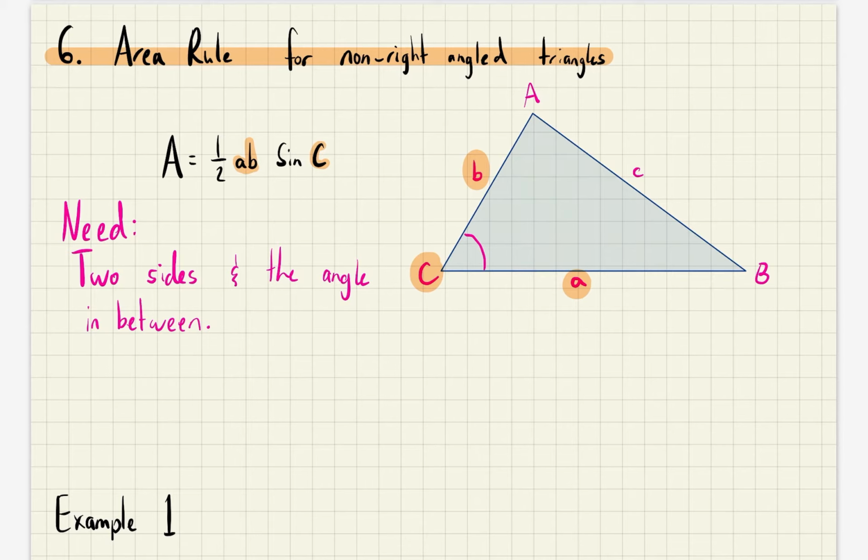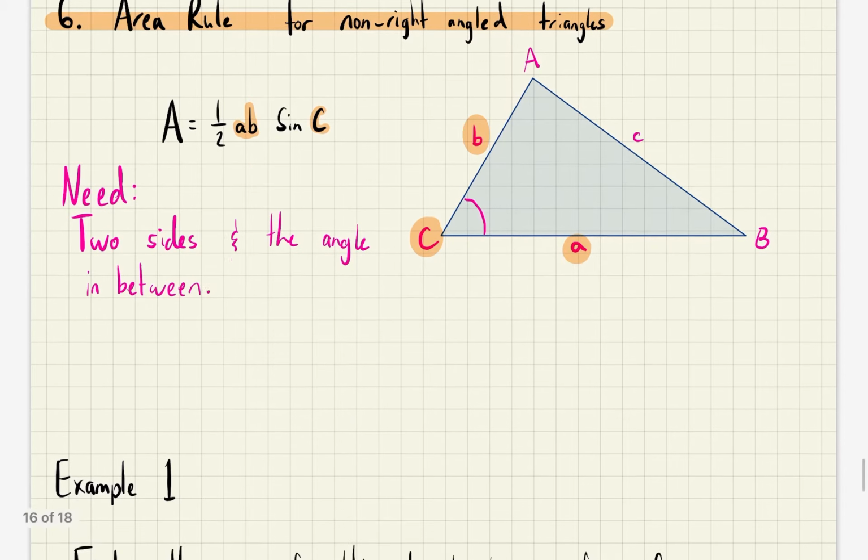In the formula, we have the side A, the side B, and the angle C. As long as we have A, B, and C, it will always work. So in this case, if I had this side B, C, and the angle A, I've got A, B, C, so that will work. If we had this side A, angle B, and side C, it would also work. Now let's look at 3 examples where this works.